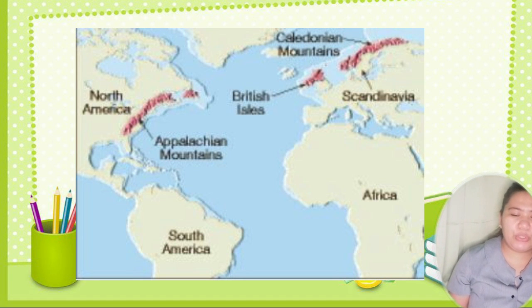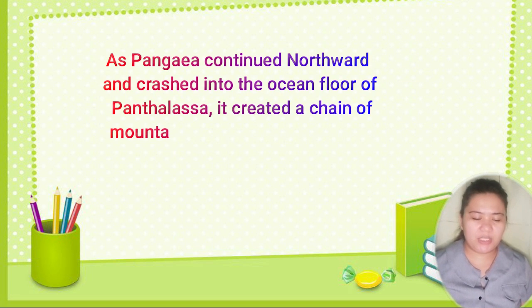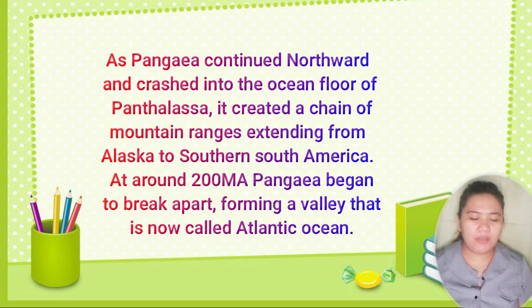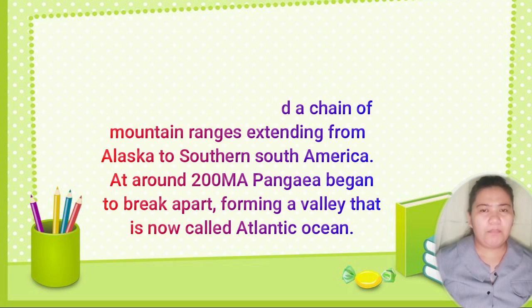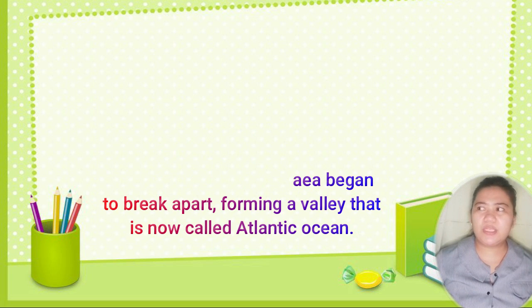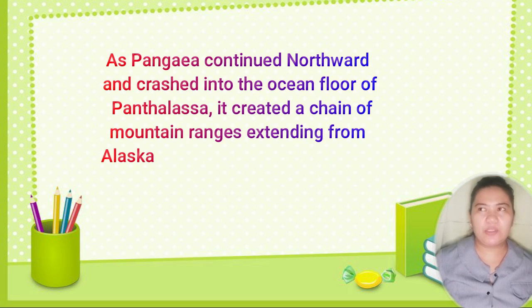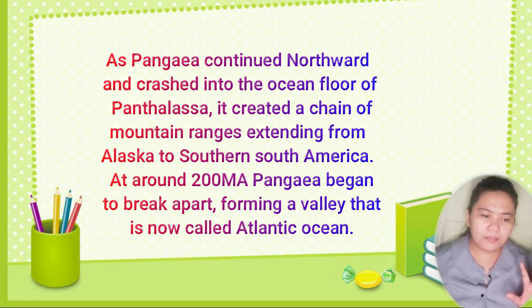Okay, as Pangaea continued northward and crashed into the ocean floor of Panthalassa, it created a chain of mountain ranges extending from Alaska to southern South America. At around 200 million years ago, Pangaea began to break apart, forming a valley that is now called the Atlantic Ocean, because Pangaea continued to smash the Panthalassa ocean floor. Now, to this effect, it created the Atlantic Ocean.